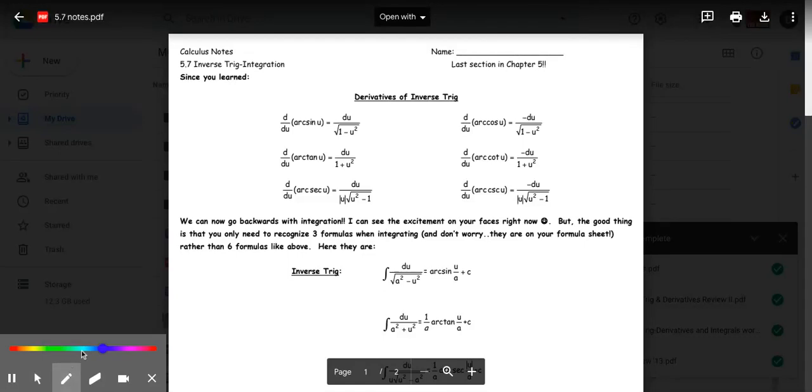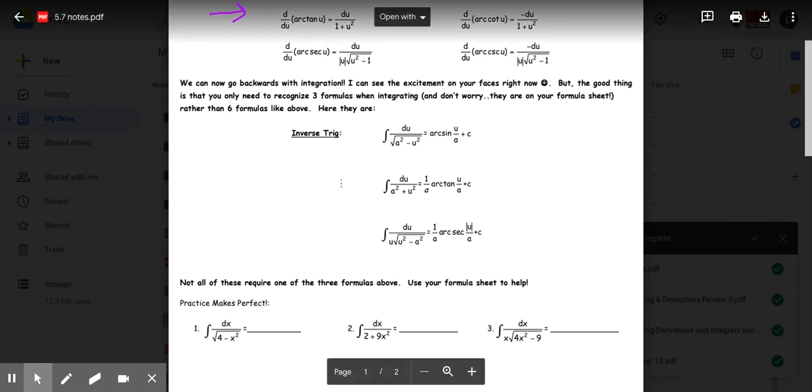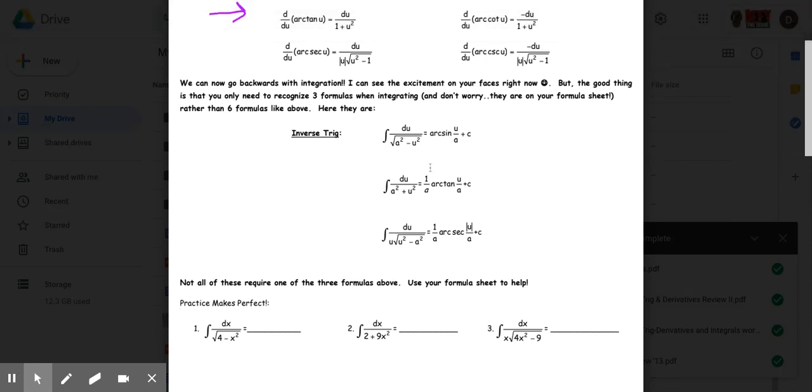All right, guys, this is the very last section that we're learning this year. So in 5.6, which was the section before this, we learned how to derive inverse trig, which is all these formulas right here. Now we can go backwards, okay? But the lucky thing here for you guys is you only need to know 3 formulas going backwards. All of this is on your formula sheet, okay?